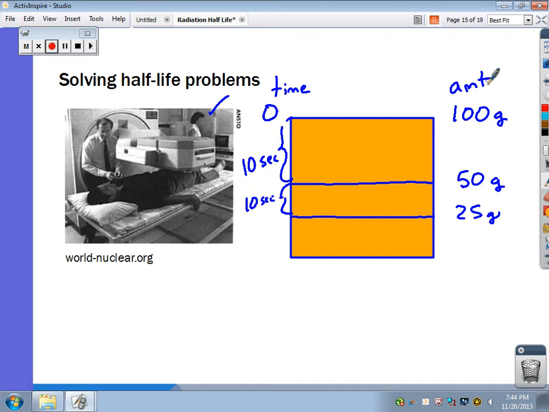So you're always going to have time and amount. And we talk about time as t. Half-life, right here, is t 1/2. This is m sub 0, the original mass, and this is m sub t, the mass at a certain time.